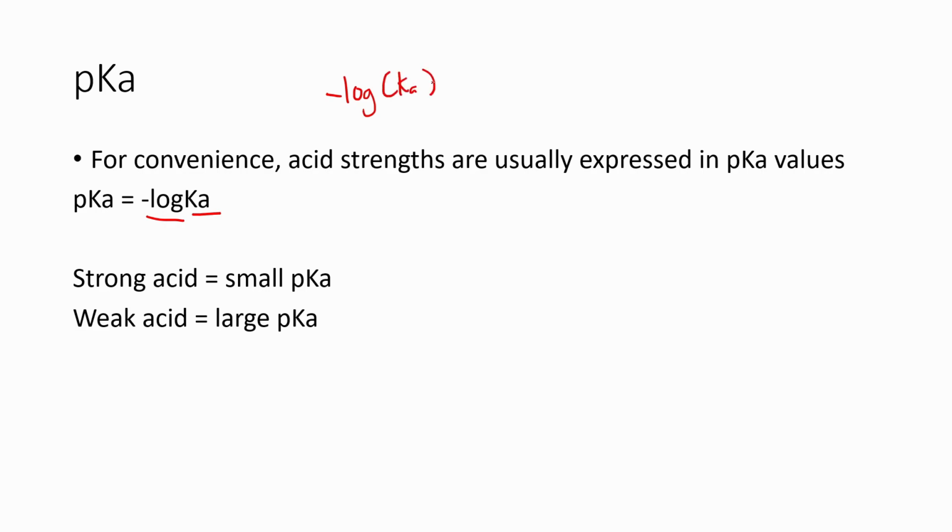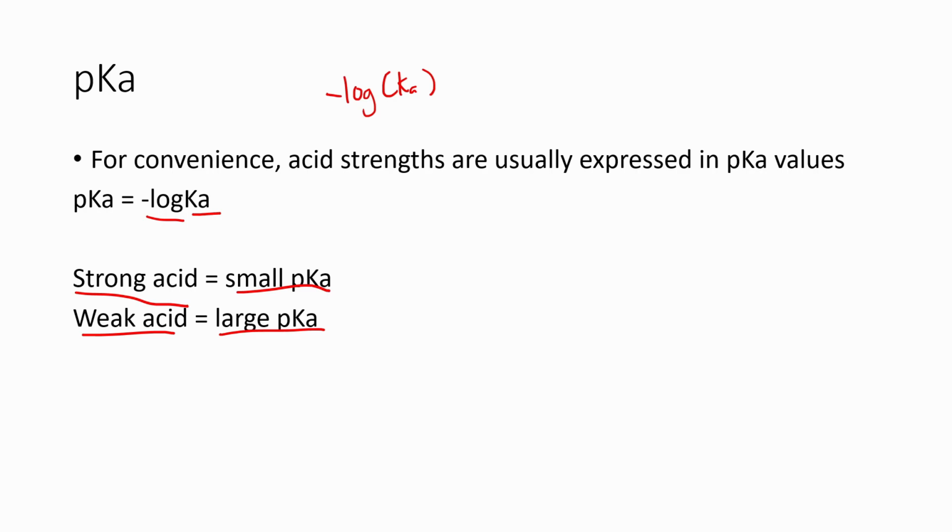However, this in turn reverses the relationship with the strength of an acid. If you have a strong acid, you have a small pKa. If you have a weak acid, you have a large pKa. Okay? So it is the reverse: a strong acid has a small pKa, and a weak acid has a large pKa.